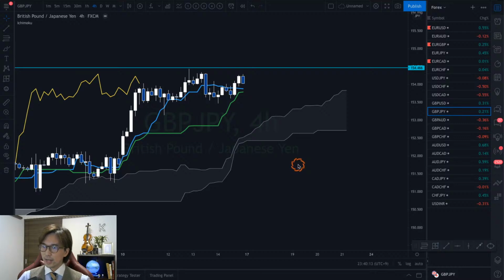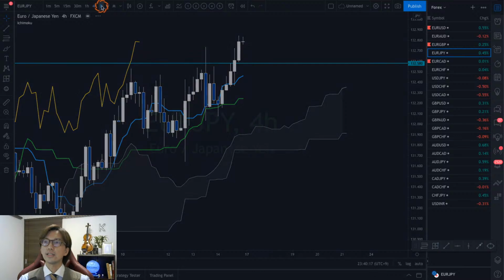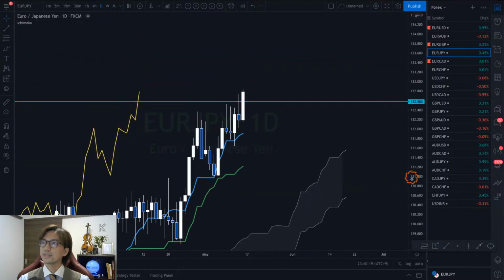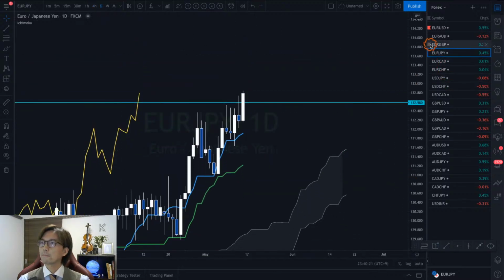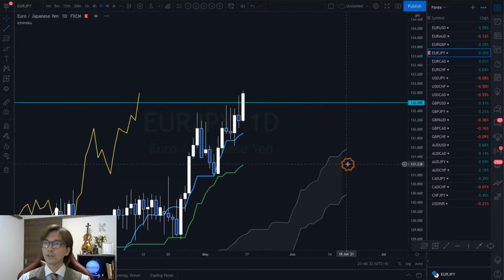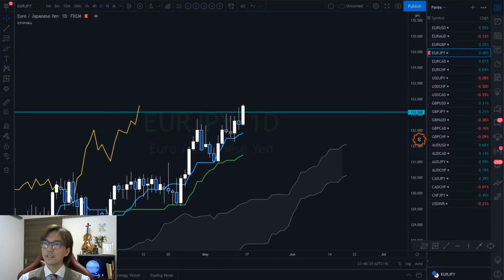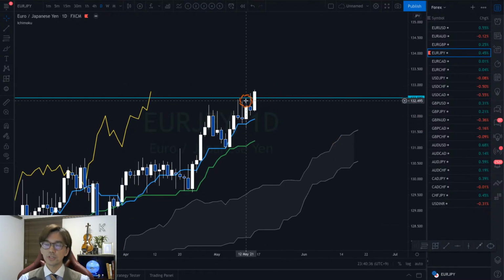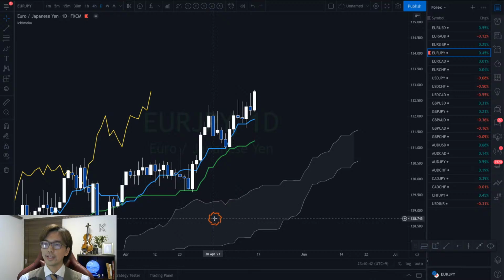And also, Euro JPY, let's see, in the daily chart it's uptrending. And in the 4-hour, this is flat. It's retracing, consolidating. But we can follow the daily chart. Daily chart is nicely uptrending. It just broke the previous resistance last Friday, and it can continuously go up along the way.